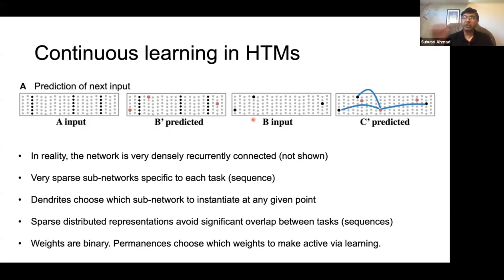And that's how you can learn new things and instantiate new things without getting confused with other stuff. And then we talk about the weights being binary, and permanences essentially choose which weights to make active for a particular task or a sequence via learning. Marcus has drawn this connection in the past with his variational inference and variational dropout work. So permanences during learning choose which subnetwork is going to be part of a particular sequence or a task. Okay, so this is background. This is no change in temporal memory. I'm just explaining it in slightly different language. And you'll see the point of this as I describe some of these papers. Any questions on that?